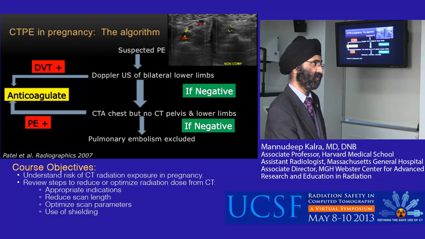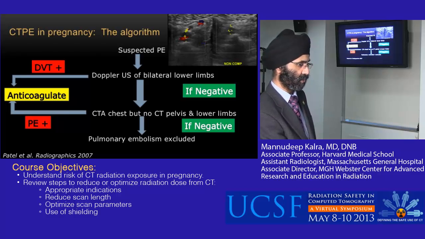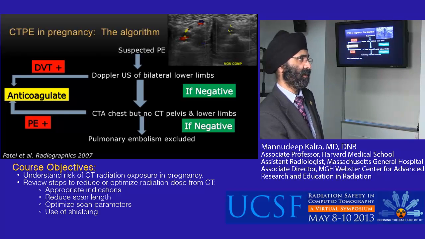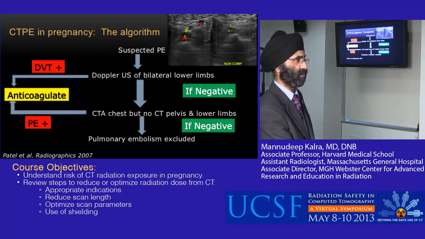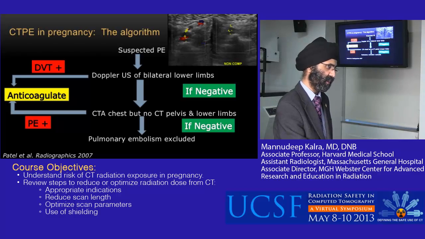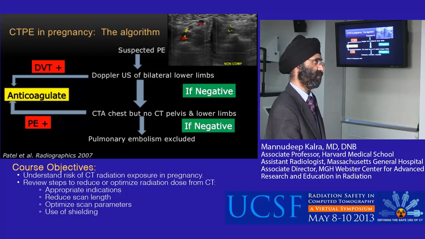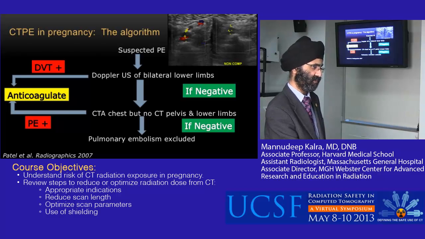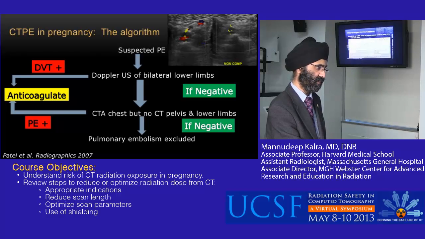generally as a rule, we will not include the pelvis and the lower limbs as part of evaluation of pulmonary embolism because we have already excluded the deep vein thrombosis with Doppler ultrasound. And if that's positive, again, the patient will receive anticoagulation. If that's negative, the pulmonary embolism is excluded.